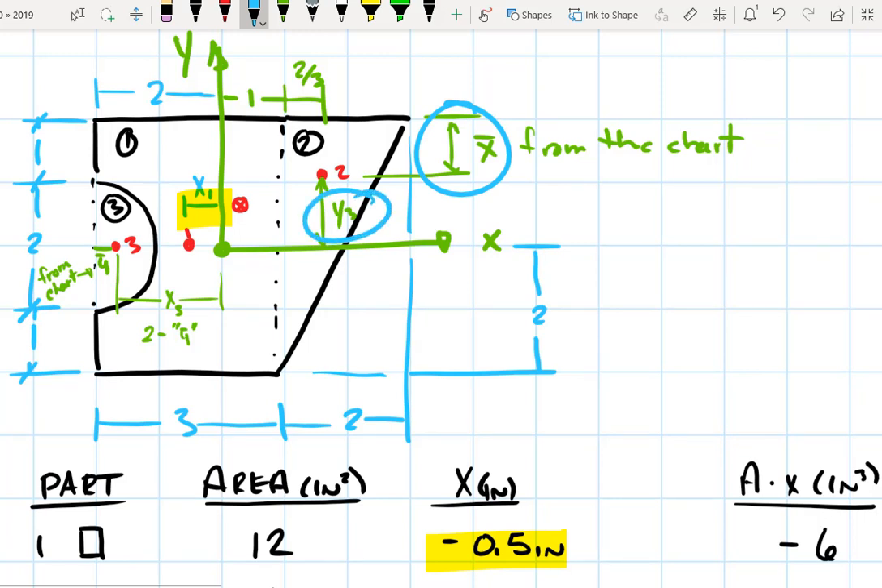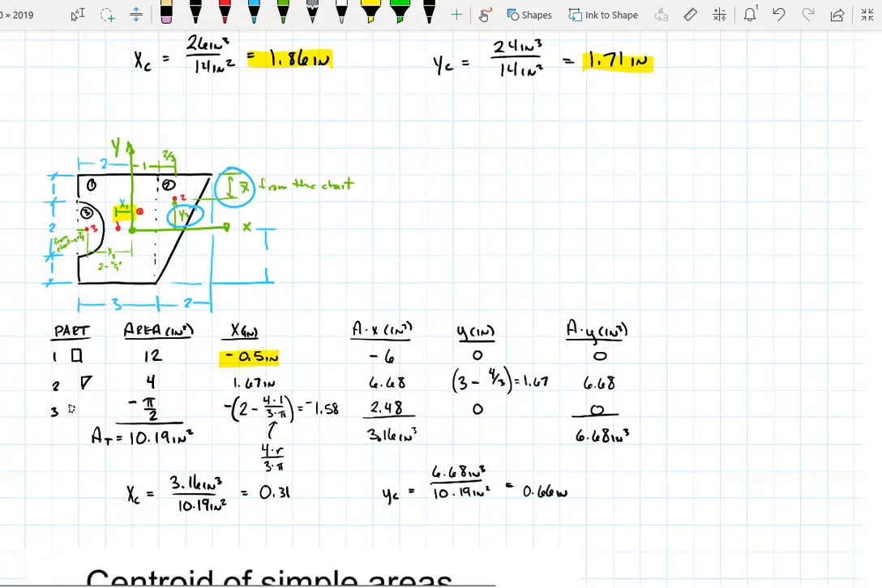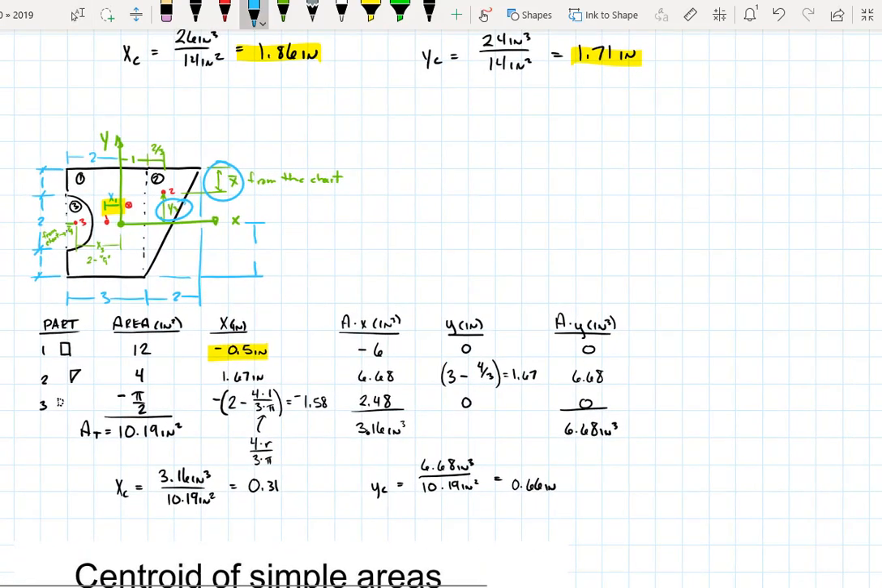So the 3 is this height. Oh no, this is supposed to be 2. Oh shoot. Well, slight problem. This right here, this number is a 2. Let's fix it.